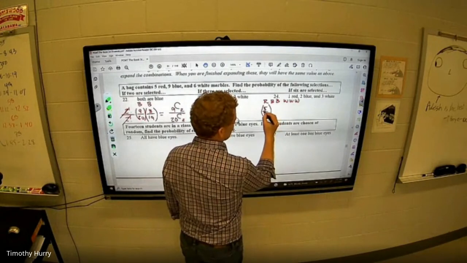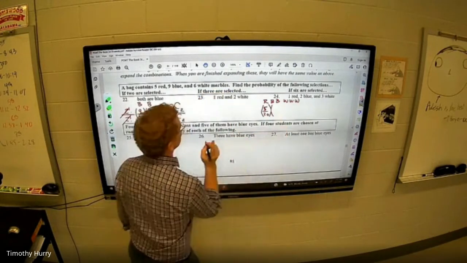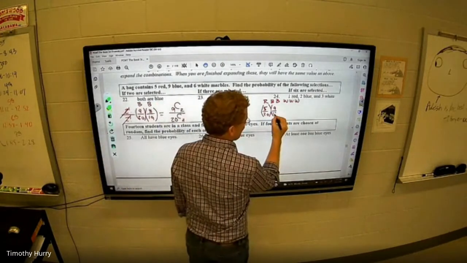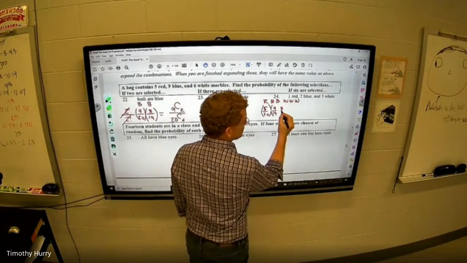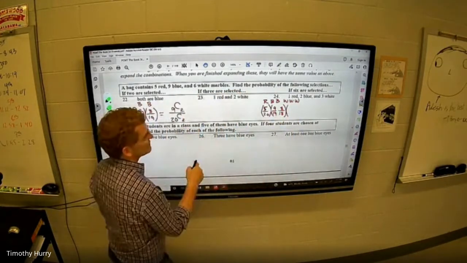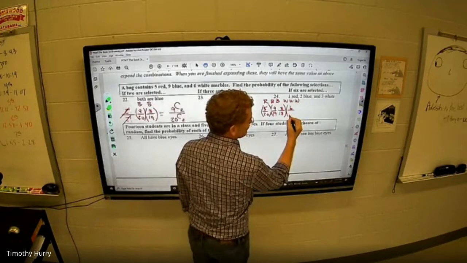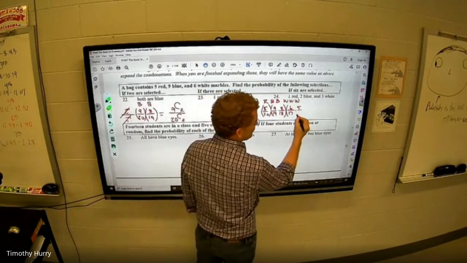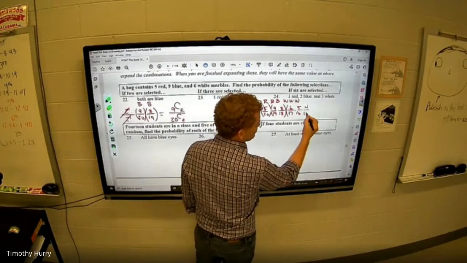What's the probability that I get the first blue? 9 in 19. And then the next blue, 8 in 18. And then the first white, 6 in 17, because I keep getting less and less total marbles, right? And then 5 in 16, 4 in 15.